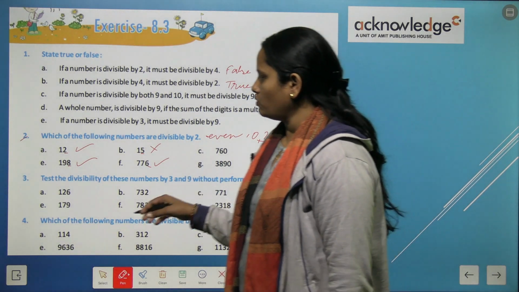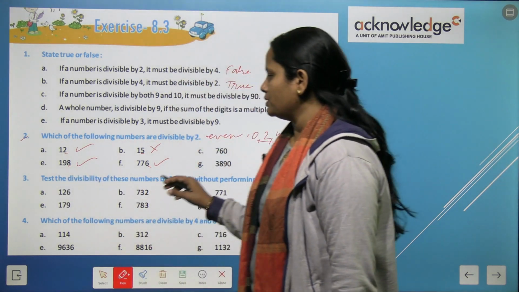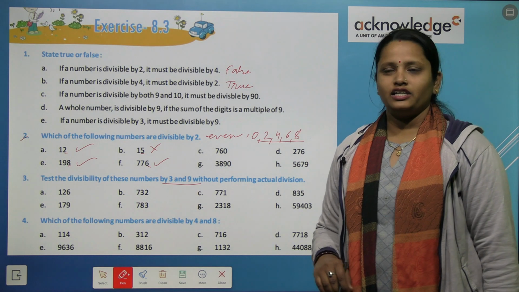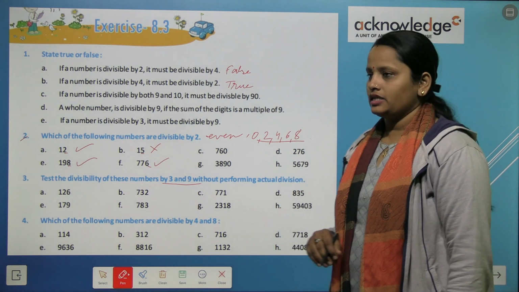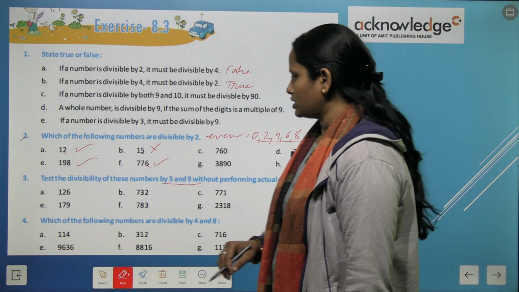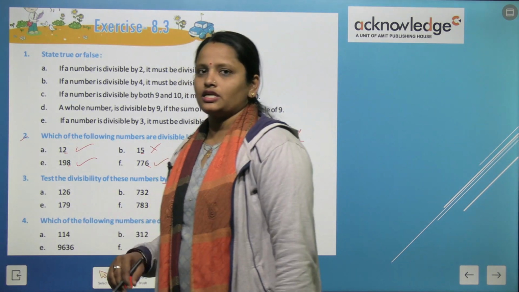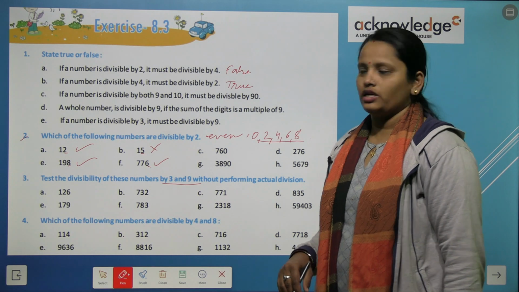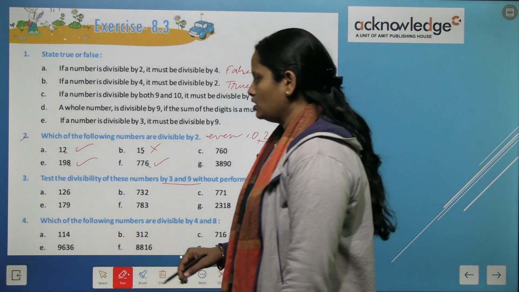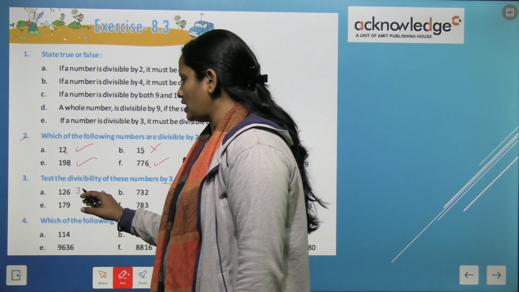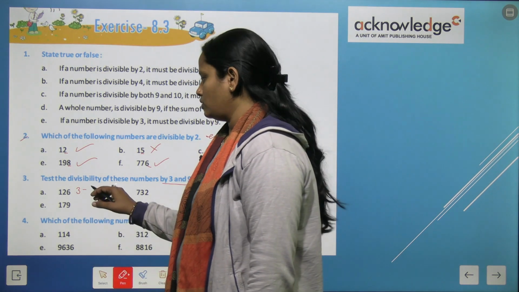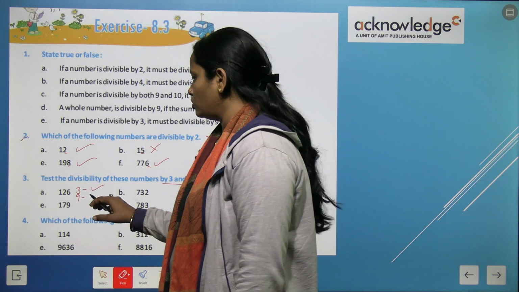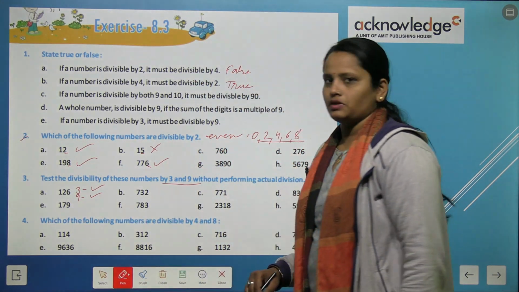Now, let's move on to question number 3. Test the divisibility of these numbers by 3 and 9 without performing actual division. बिना डिवाइड किए हमें बताना है कि ये जो नंबर्स हैं क्या वो 3 और 9 से डिवाइड हो सकते हैं. सो 126, प्लस करते हैं इन सारे नंबर्स को. तो 6 plus 2 is 8 and 8 plus 1 is 9. तो 3 की टेबल में क्या 9 आता है? Yes, तो ये डिविजिबल है. 9 की टेबल में क्या 9 आता है? Yes, तो ये 9 से भी डिविजिबल है.